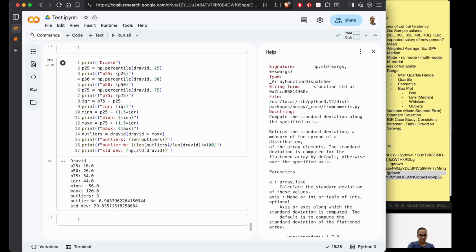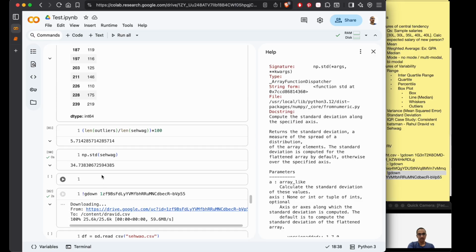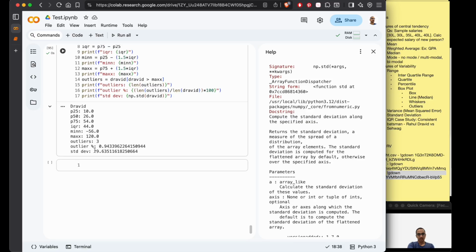And that's actually reflected in the standard deviation as well. The lower the standard deviation, the better. So if you see here, Sehwag's standard deviation is around 34, while his is 29. Right? So that is how we can conclude this case study. Yeah, that's all there is to this case study, and as you can see, this is quite useful.